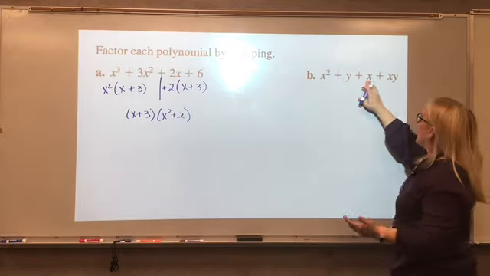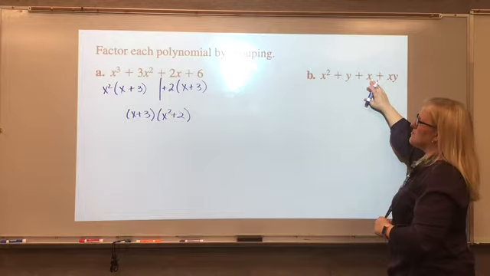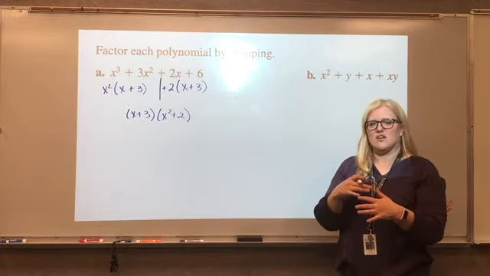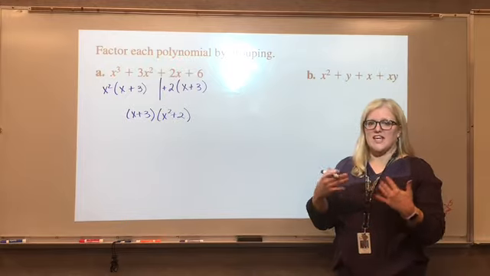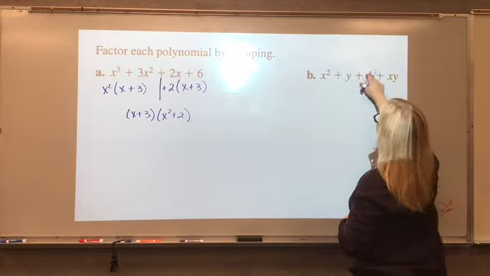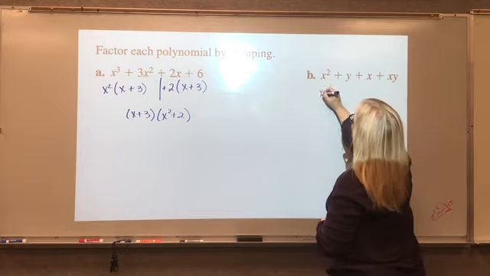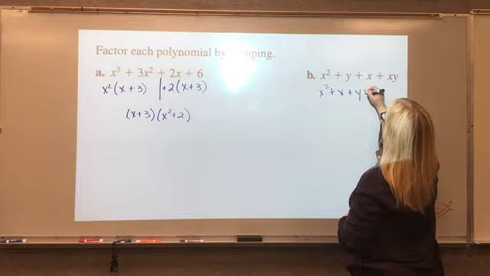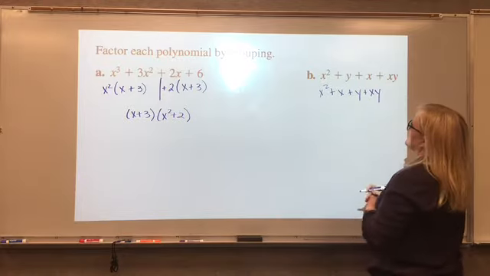Now over here, I look and I go, okay, x squared plus y, I can't factor anything out of that. And I could factor an x out of here and get 1 plus y, and that doesn't really make any sense. So I need to rearrange the terms to get it to work. So let's just flip-flop these two. So let's do x squared plus x plus y plus xy. And let's just see what happens.